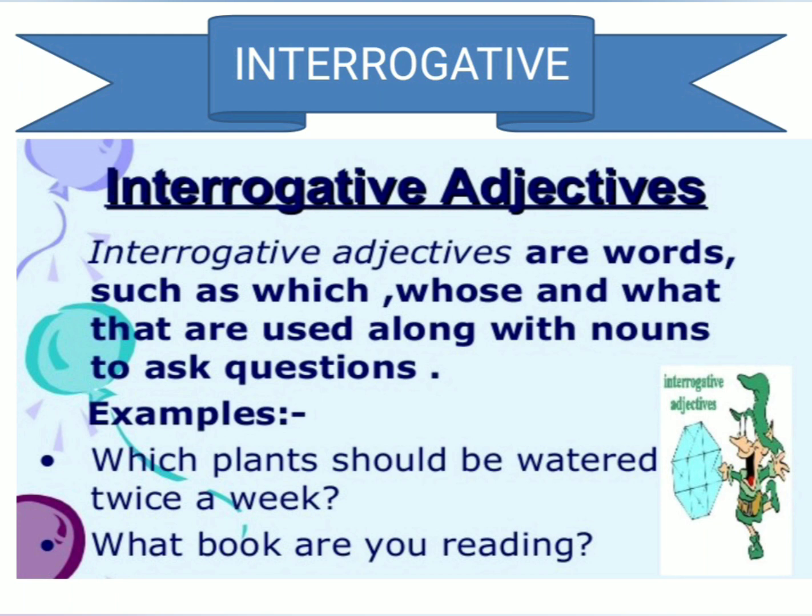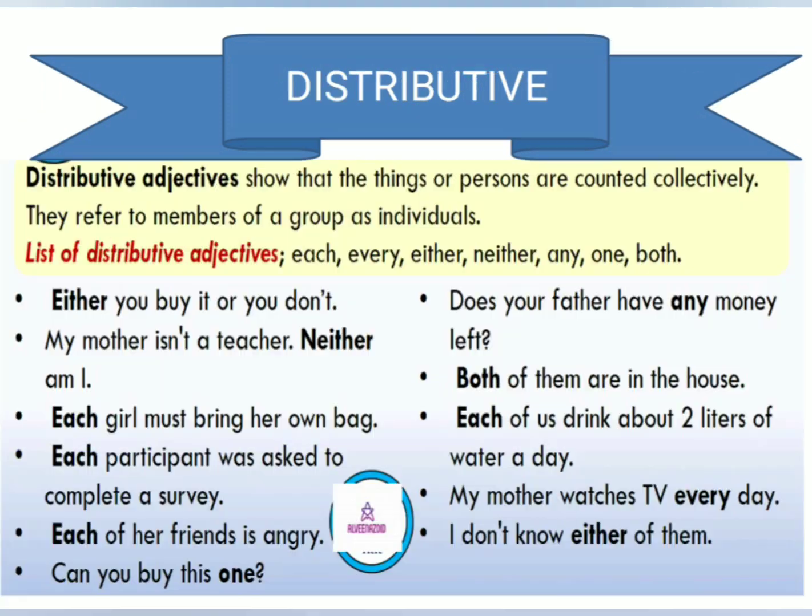To describe it more, interrogative adjectives or determiners are words such as which, whose, and what that are used along with a noun to ask a question. For example: Which plants should be watered twice a week? Which plant should be watered twice a week? What book are you reading? Hope it was clear. Let's go to our next style.